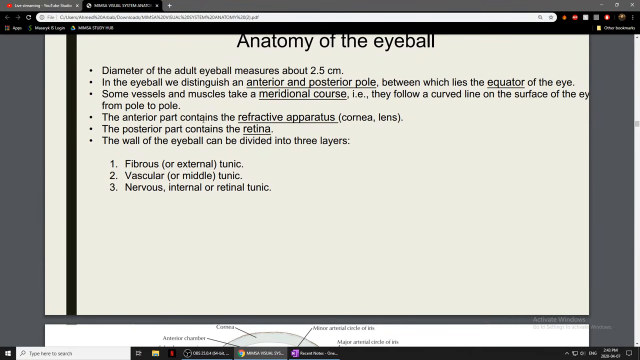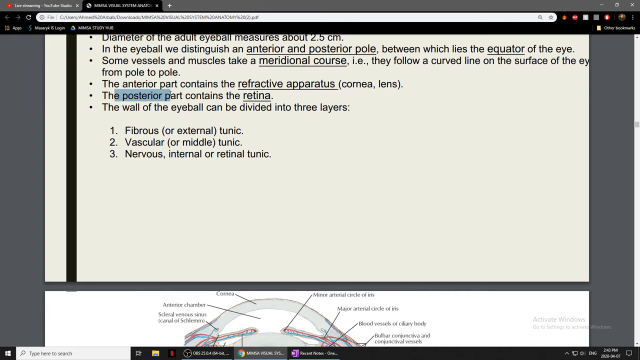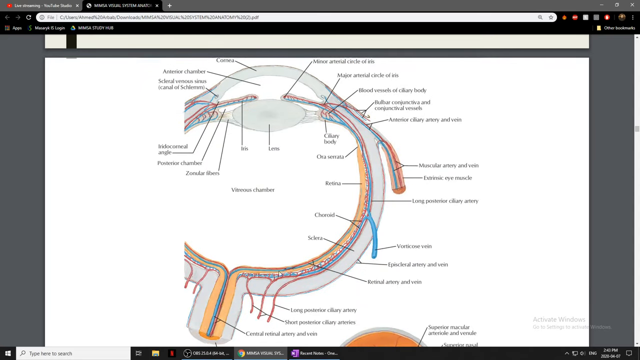The anterior part contains the refractive apparatus, the apparatus that is responsible for the bending of light rays as they enter the eyeball. So the cornea and the lens are part of the refractive apparatus. And then the posterior part contains the retina, which I guess you could call the receptive apparatus, because it receives light rays, and it sends these light rays as electrical signals for processing through the optic nerve into the brain, and that's how you see, and that's how you perceive light.